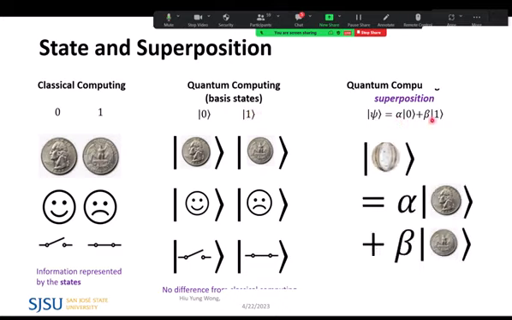Some people would like to make an analogy like this. The superposition is just like a coin that is spinning on your table. You still don't know whether it's head or tail. And it's a superposition of head and tail. Of course, this is just an analogy. You cannot build a quantum computer by using some spinning coins, right?